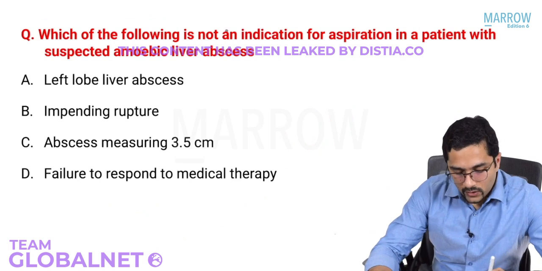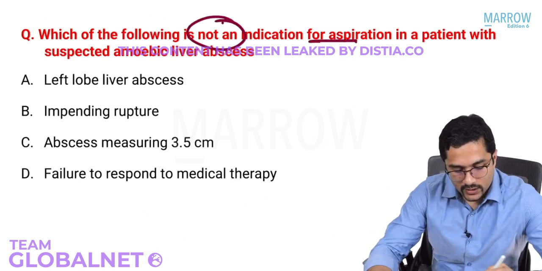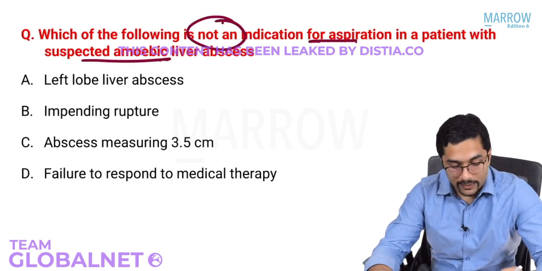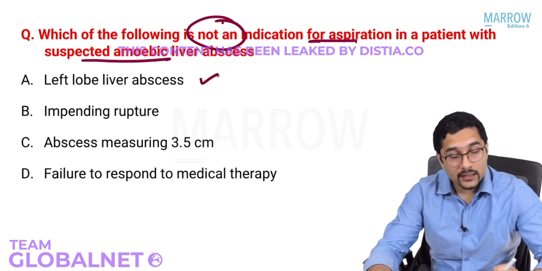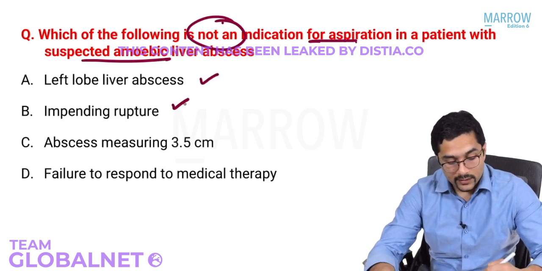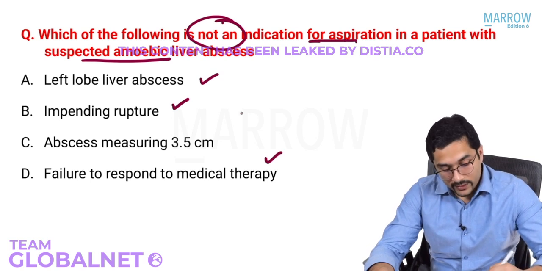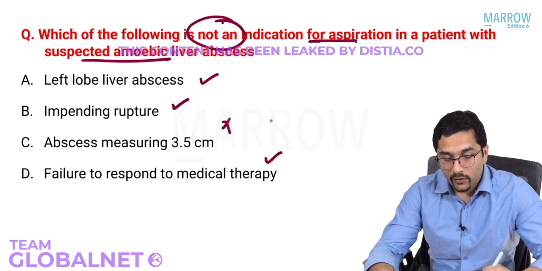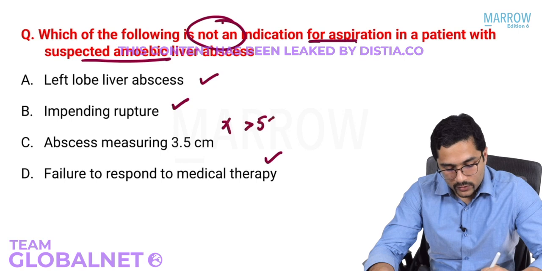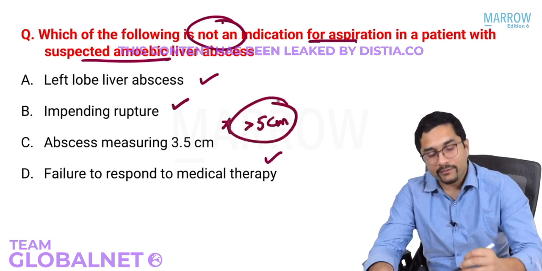Which of the following is not an indication for aspiration in a patient with suspected amoebic liver abscess? Left lobe, it is. Impending rupture, I told you it is. Failure to respond to medical therapy is. Abscess measuring 3.5 centimeters is not. It should be more than 5 centimeters abscess cavity.